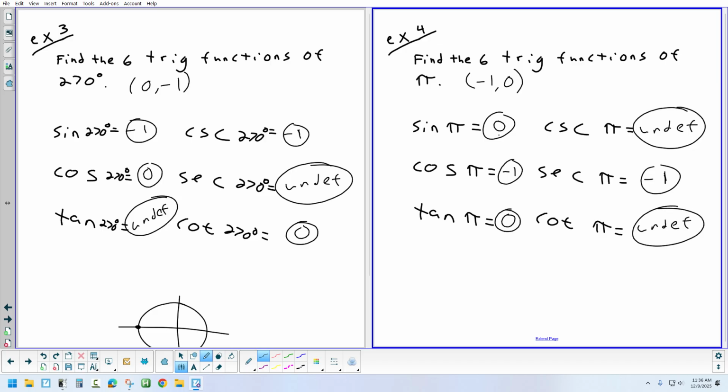So the only time you can get values that are undefined is in a quadrantal angle. Because to get undefined, you have to have a 0 in the coordinate. And if it's not a multiple of 90, it will not have a 0 in the coordinate. It'll be off axis. Any questions on that?